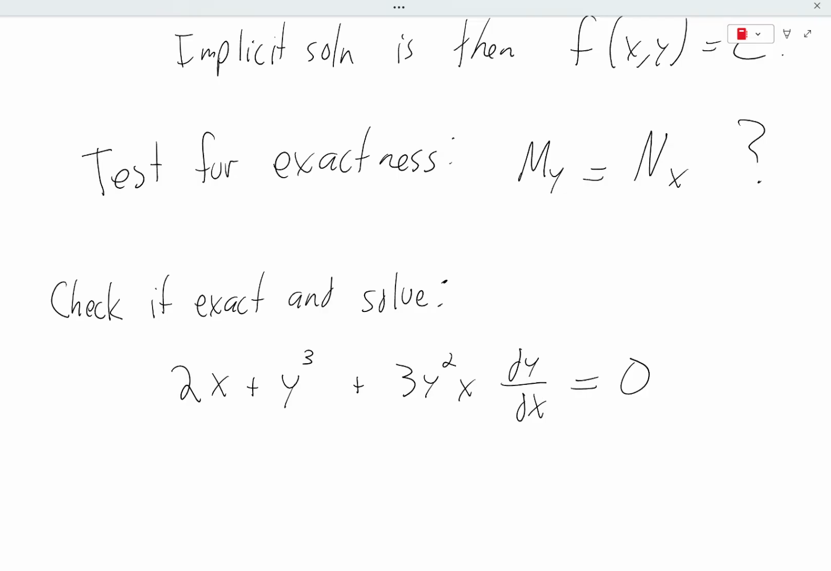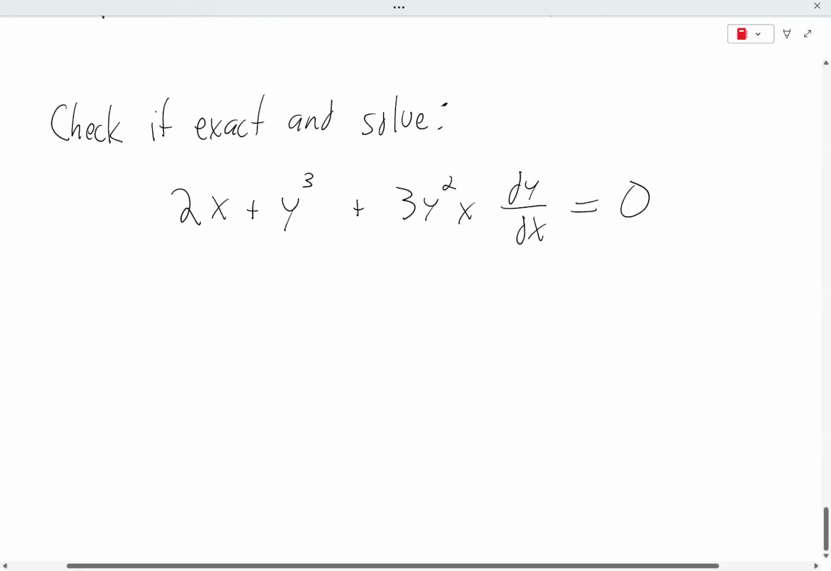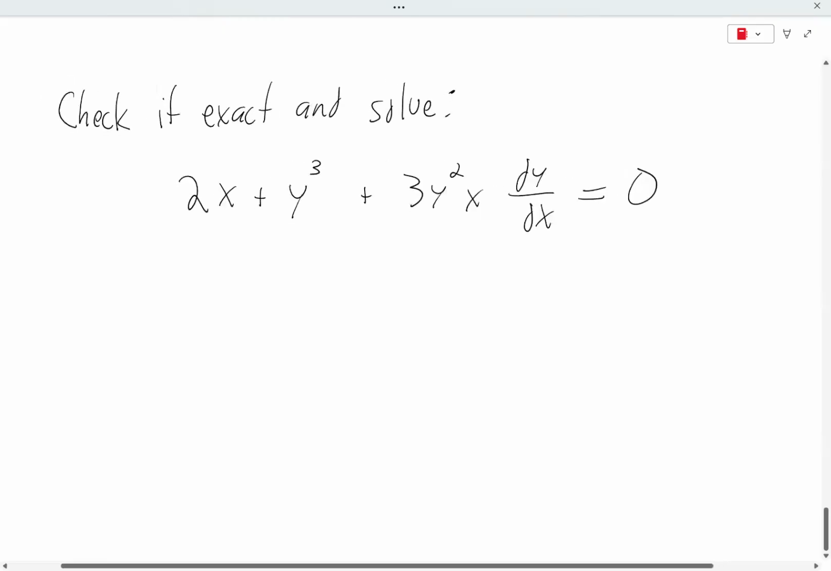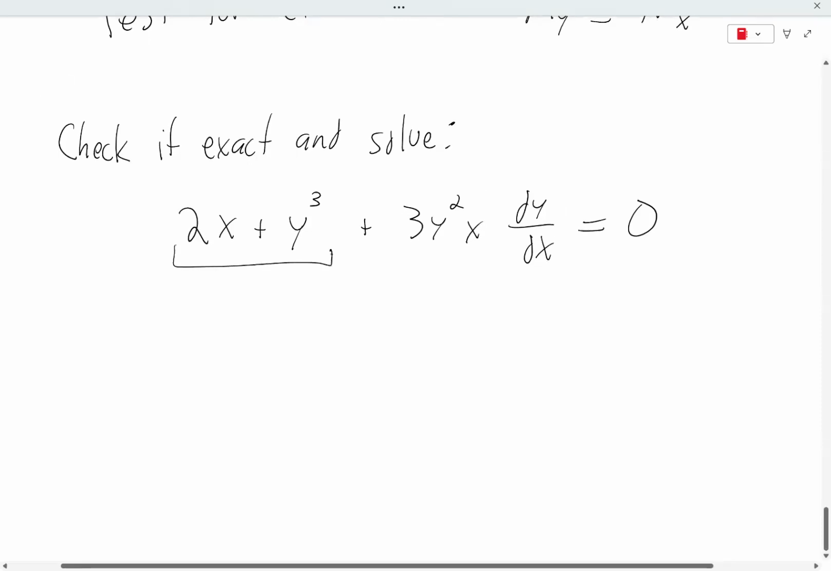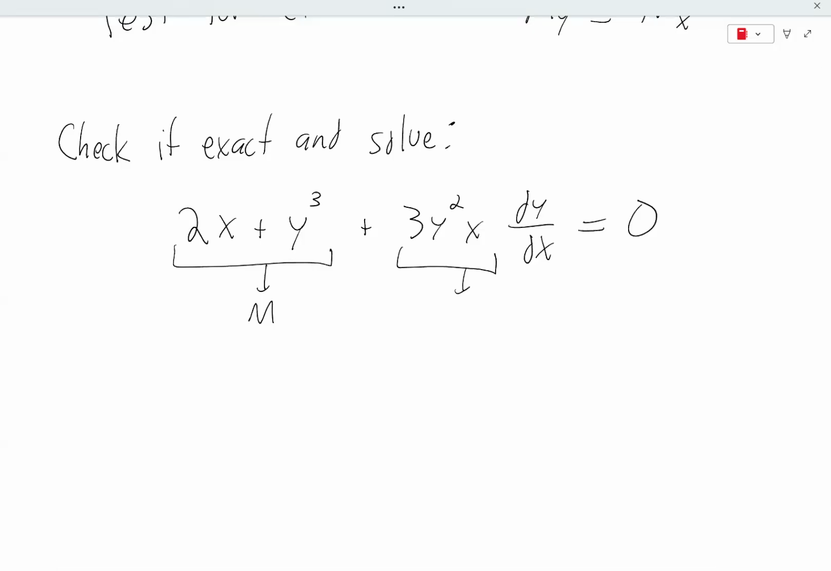Suppose we're given this equation now, and we're trying to find a solution. So we got this here. First thing, identify the m. This is the m over here, that is the m. And this is going to be the n.